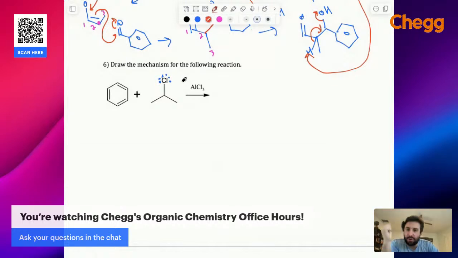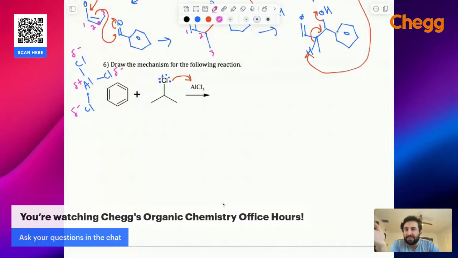One of these chlorines is going to attack aluminum, right? Aluminum trichloride is a Lewis acid because we have partial minus, partial minus, partial minus, and partial plus, right? So remember, this is the Lewis definition. The Lewis definition is an electron pair acceptor.